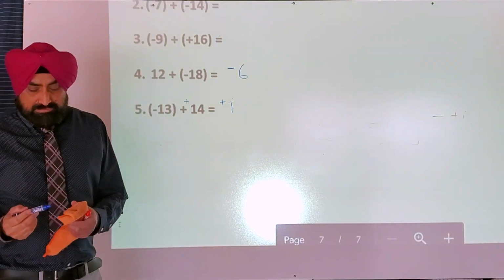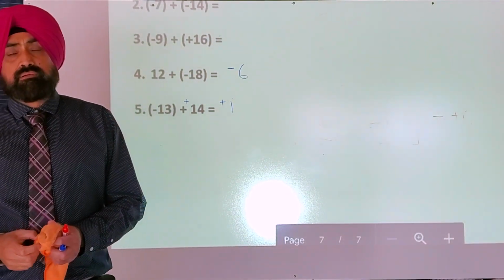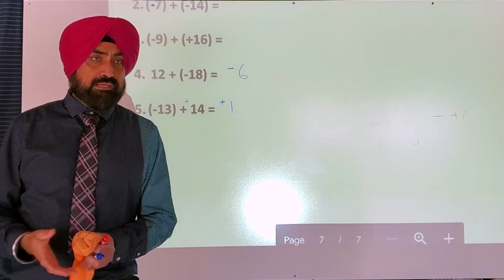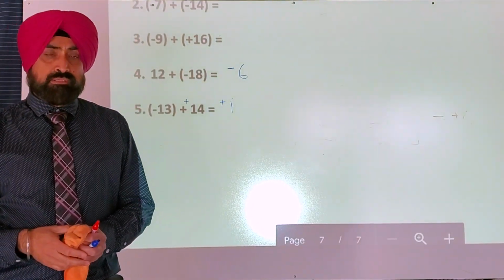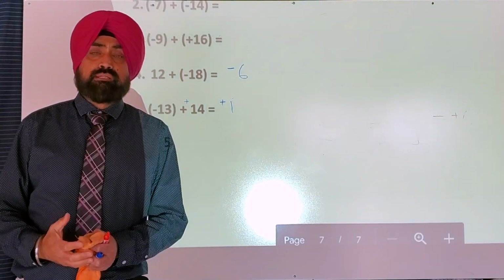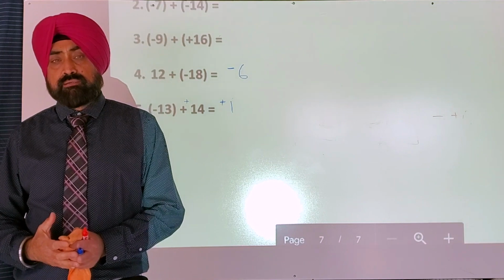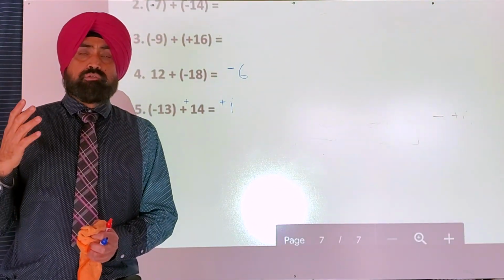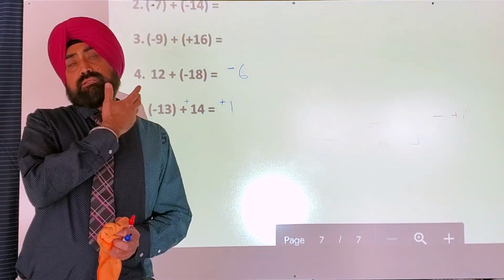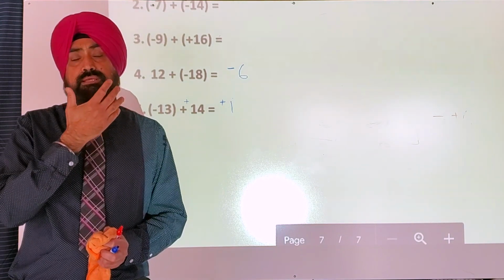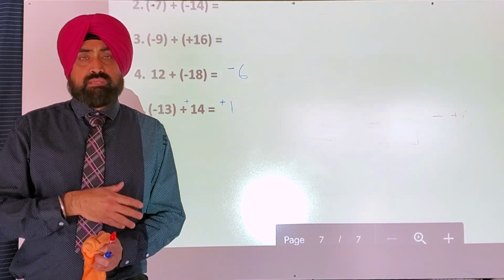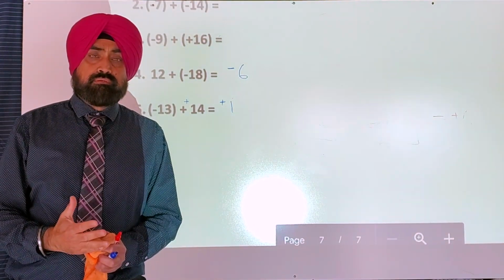So this way you can use different methods to calculate integer operations. The 3 rules I explained to you, then the number line, and the third method I explained to you, chips. Whichever method you like, you can use it. But I prefer you to use the 3 rules. Keep these 3 rules in your mind, because in higher classes you will not use number line or chips. The 3 rules will really help you. Remember, integers are a very important part of math. If you don't know these integer rules, you cannot do math.